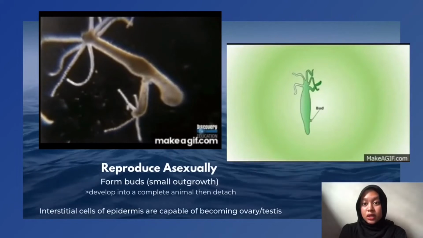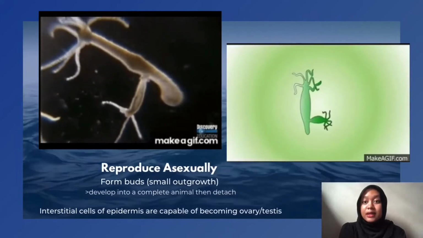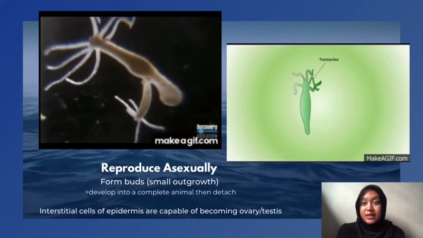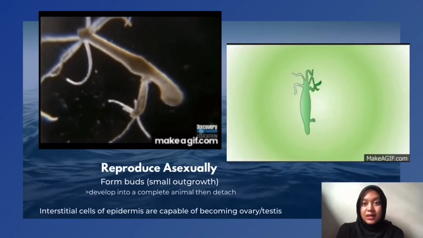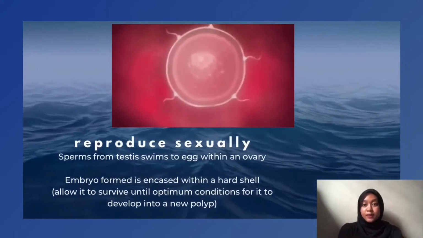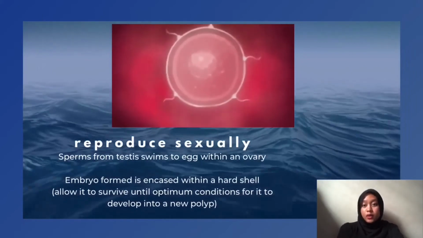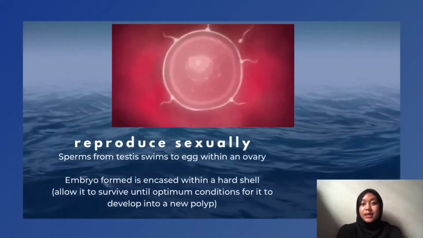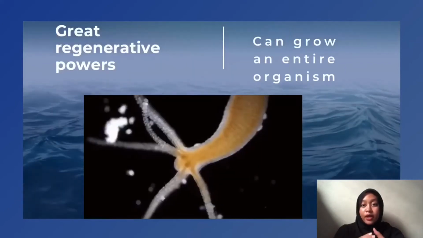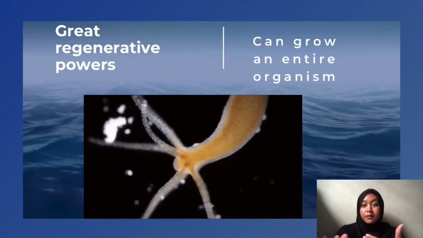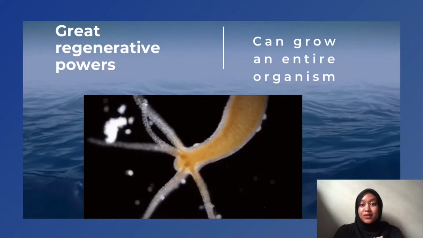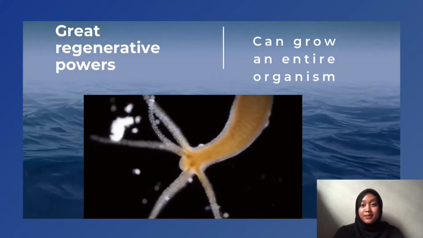Hydras reproduce asexually by forming buds, small outgrowths that develop into a complete animal and then detach. The interstitial cells of the epidermis are capable of becoming other types of cells, such as an embryo or testis. When hydras reproduce sexually, the sperm from the testis swims to an egg within the ovary. Then, the embryo is encased within a hard protective shell that allows it to survive until conditions are optimal for it to emerge and develop into a new polyp. Like sponges, cnidarians have great regenerative power, and hydras are able to form an entire organism from a small piece.